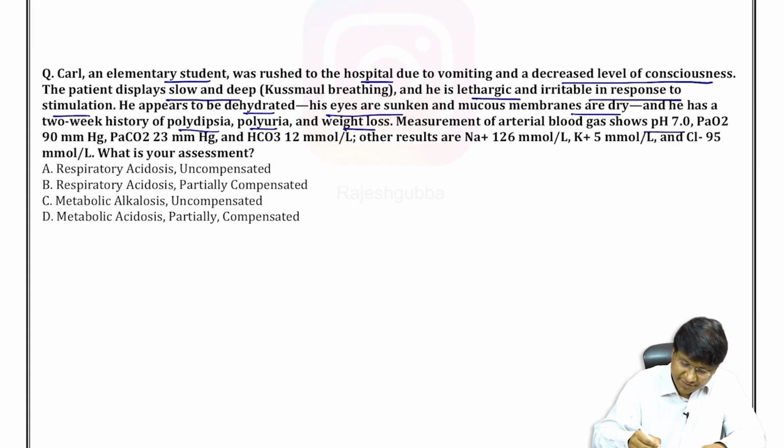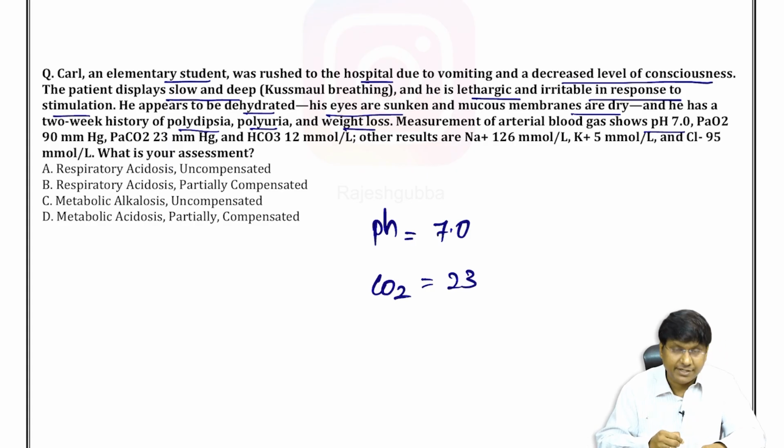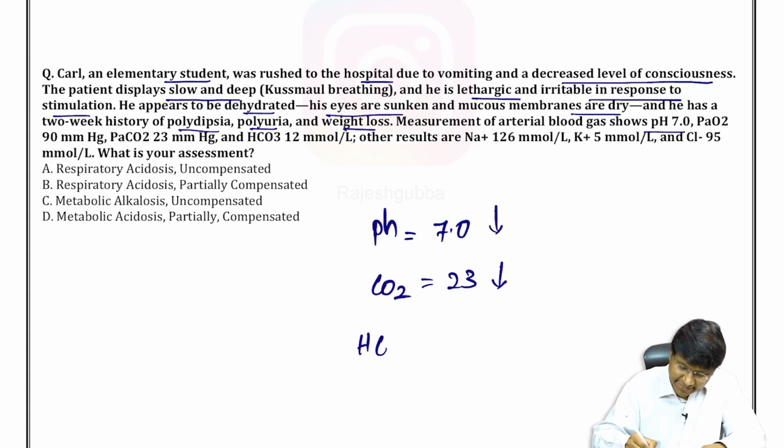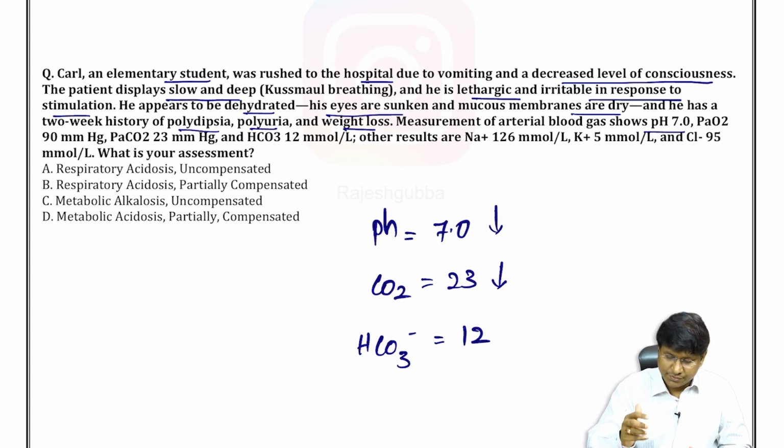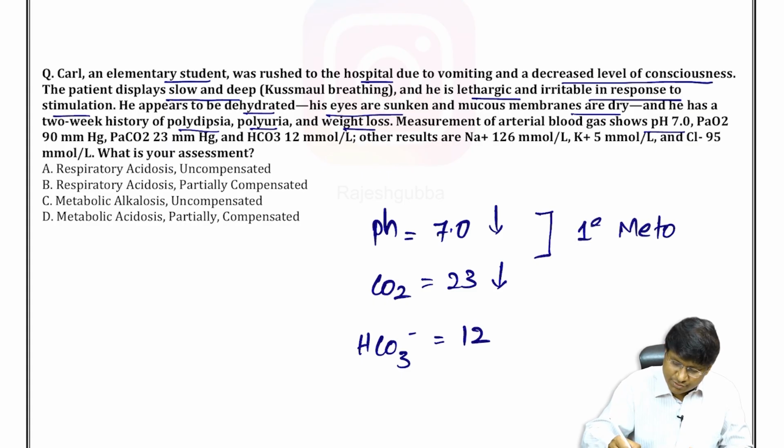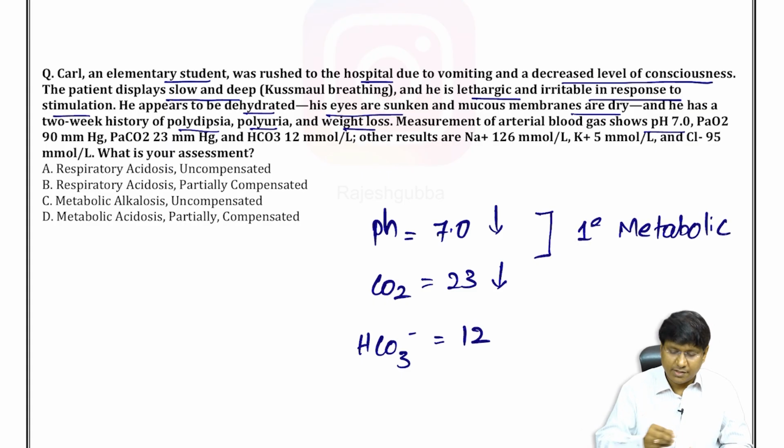Measurement of the ABG shows the pH is 7.0. Then if you take the carbon dioxide, that is 23. So pH is reduced. And what has happened to carbon dioxide? Even the carbon dioxide is also reduced. And you take the bicarbonate. Bicarbonate is 12 millimoles per liter. So the pH is reduced, and carbon dioxide is also reduced. Both of them have changed in the same direction. When both of them have changed in the same direction, the primary acid base disorder is metabolic. Metabolic what? Because the pH is reduced, we call it metabolic acidosis.